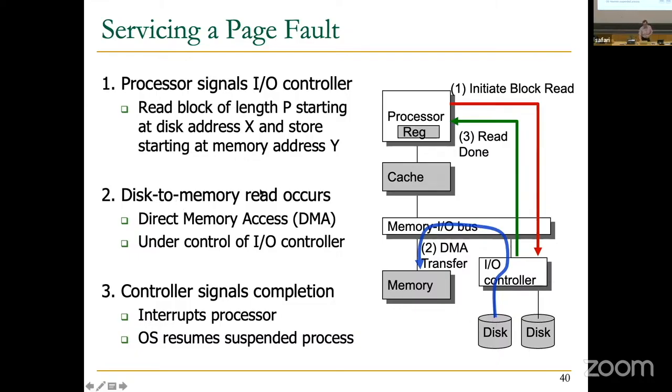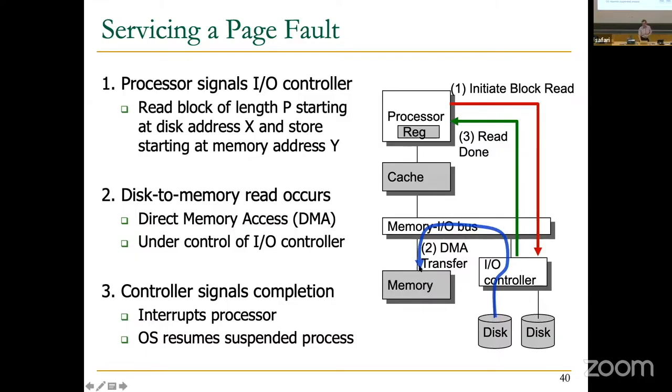And a disk to memory read occurs, and this is usually handled using direct memory access. There's a setup that happens in the memory controller, and the controller automatically transfers things from the disk to memory without involving the processor. This is one of the cases where we don't involve the processor, because there's a lot of data that may be transferred from disk to memory. It could be 1 gigabyte, as we have seen, right, with a large page. So this happens under the control of the I/O controller.